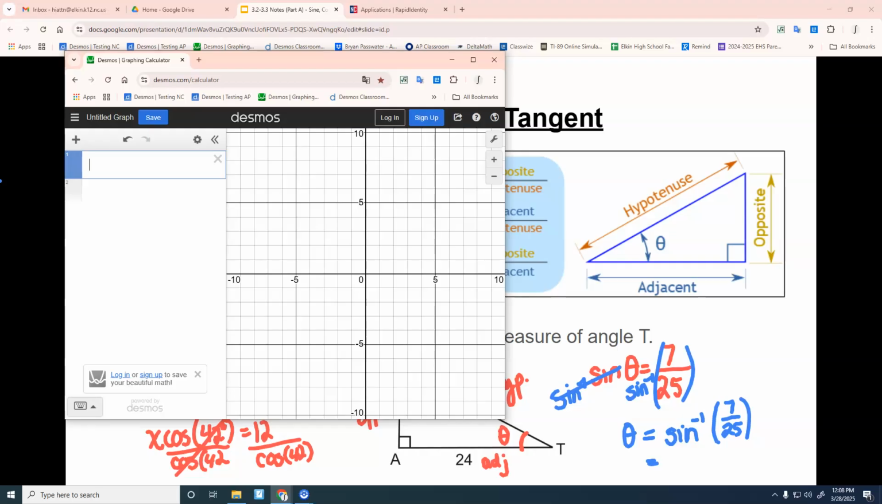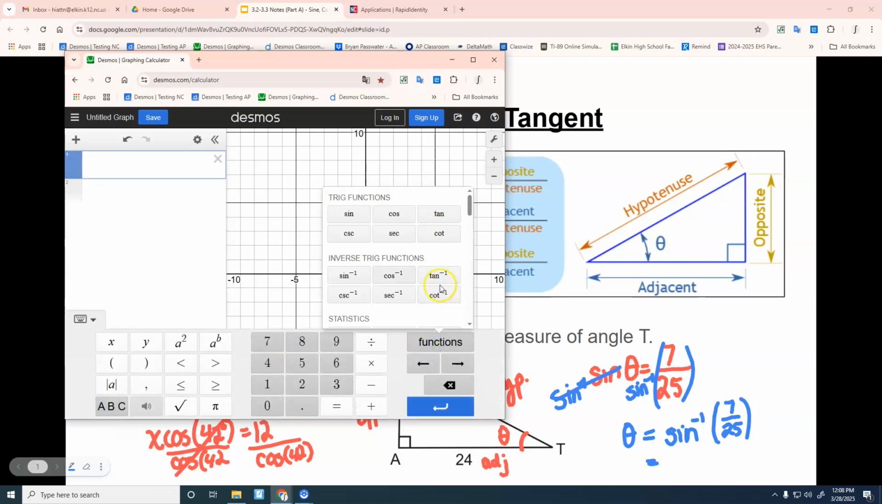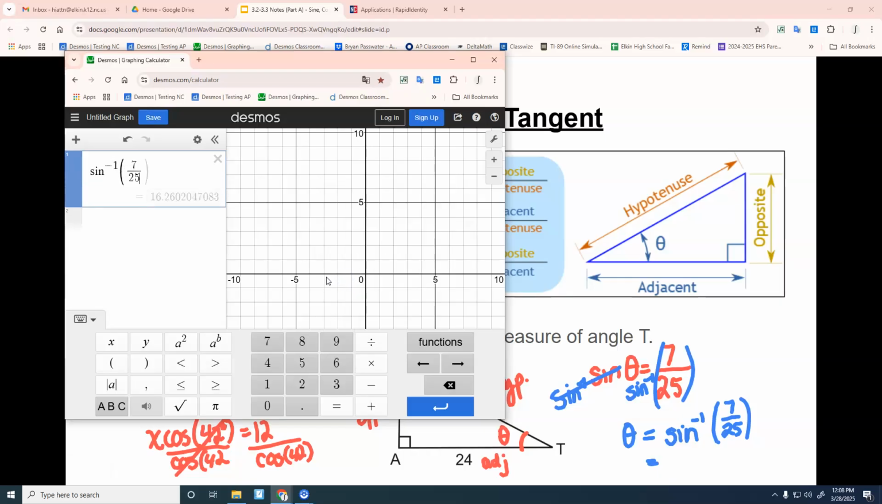I don't think it works to do sine to the -1 power, because I tried that in second period and it was not working. So you actually have to go to functions and use sine inverse, and we're going to do 7 over 25 right there. Okay, check it. It wasn't working for me in second period, but maybe I was doing something wrong.